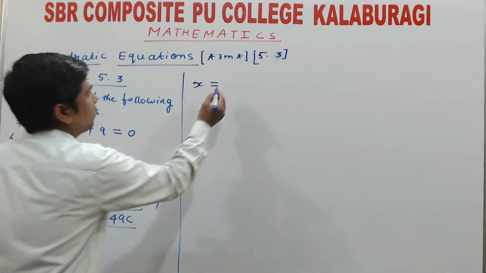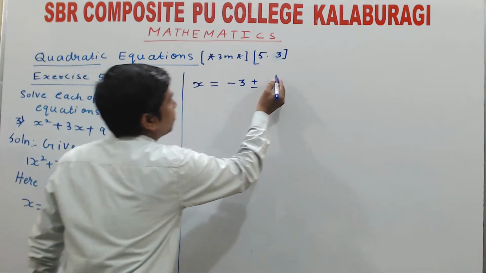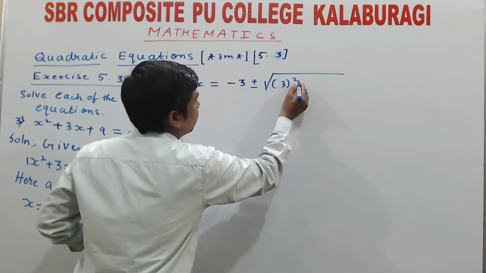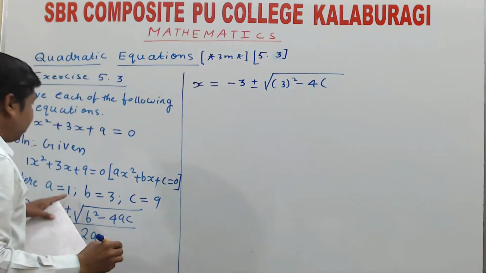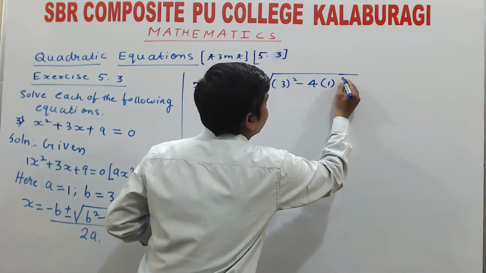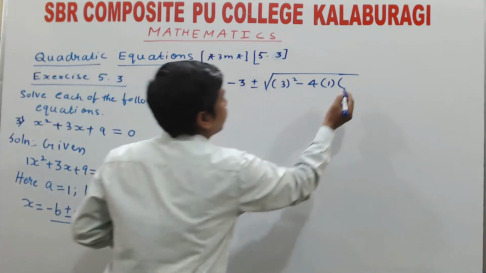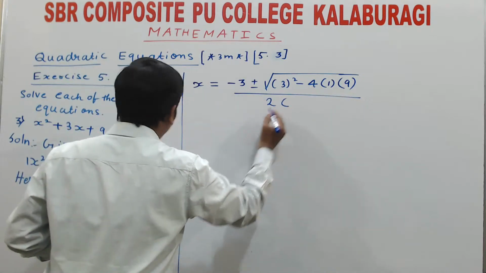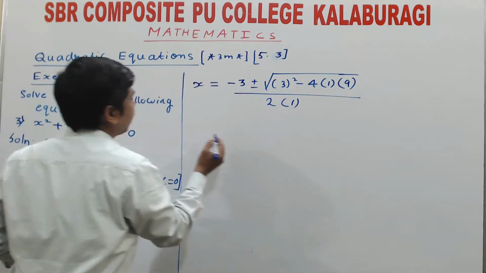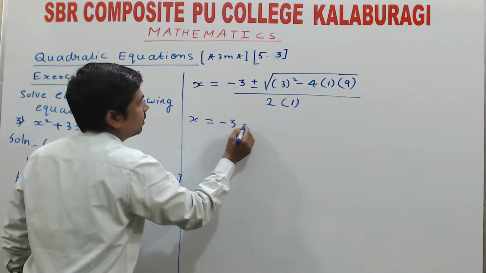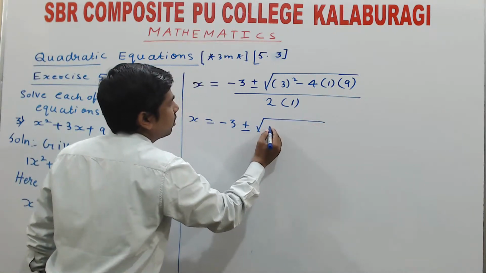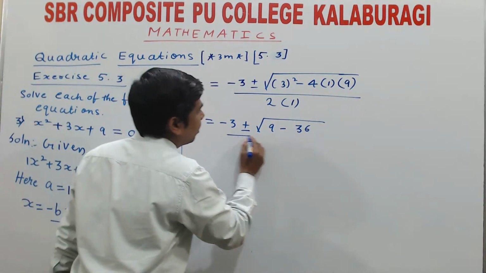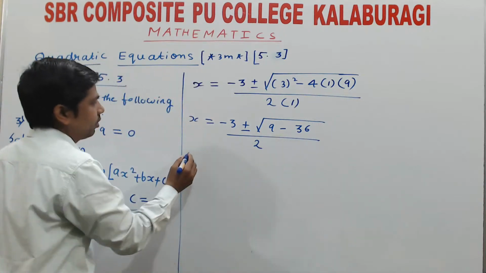b is 3, that is minus 3 plus or minus square root of b square, that is 3 square, minus 4 into a is 1 and c is 9, divided by 2 into a, what is a? 1. x equal to minus 3 plus or minus square root of 3 square is 9, 4 9s are 36, right? Divided by 2 1s are 2.